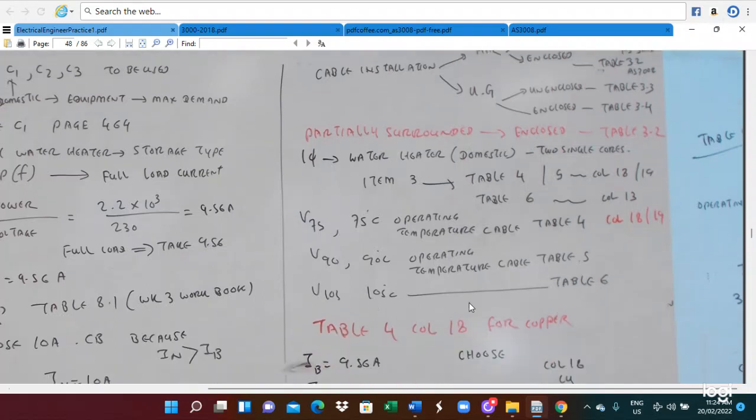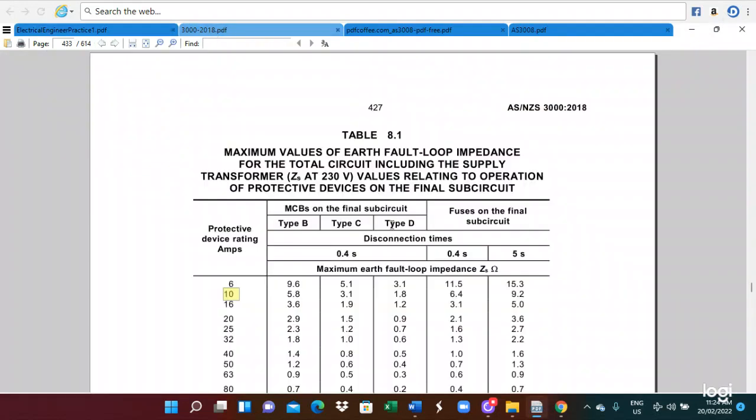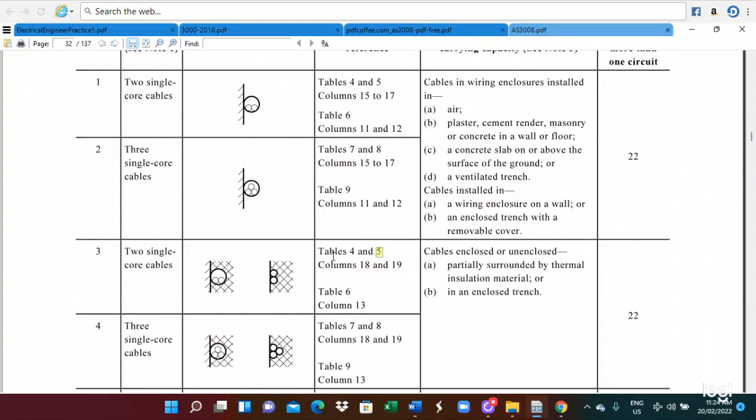This is the operating temperature. Here we use an operating temperature of 75 degrees centigrade. Therefore, we have to utilize table 4, columns 18 to 19. So we look at table 4 here.